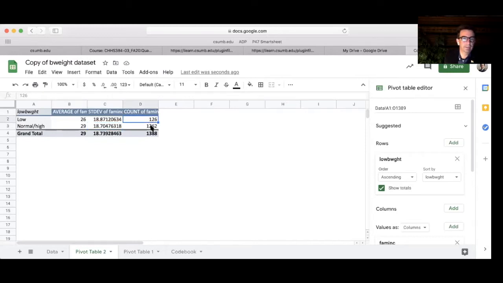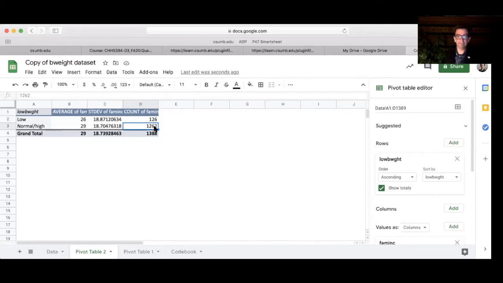Now, there are 126 babies that were born with low birth weight, and 1,262 babies that were born with normal or high weight. So based on this sample, we could say that in this sample, babies that are born at lower weight tend to have lower income, right, than babies that are normal or higher weight. Their average family income is higher for them.